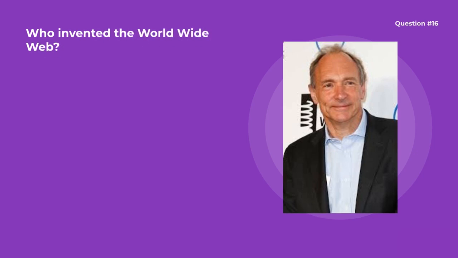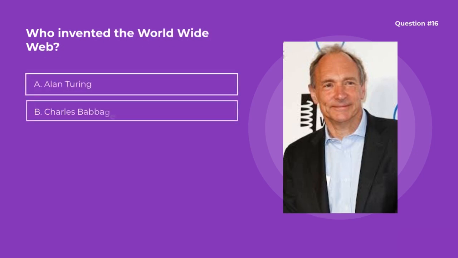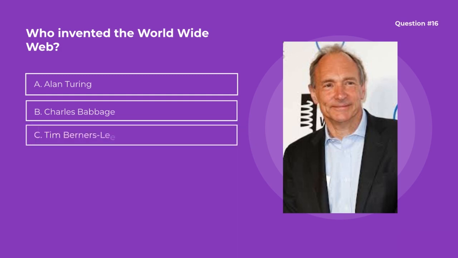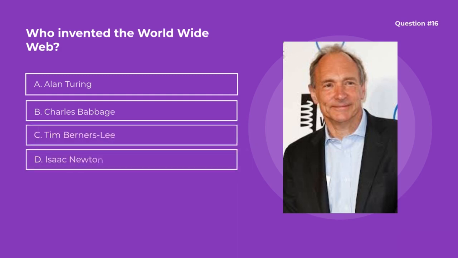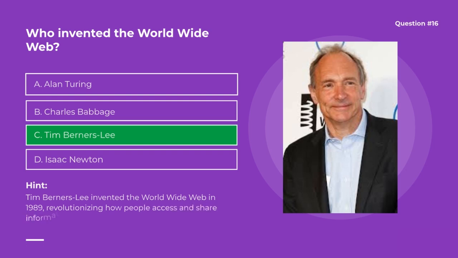Question number 16. Who invented the World Wide Web? Options are A. Alan Turing, B. Charles Babbage, C. Tim Berners-Lee, D. Isaac Newton. The correct option is C. Tim Berners-Lee. Tim Berners-Lee invented the World Wide Web in 1989, revolutionizing how people access and share information.